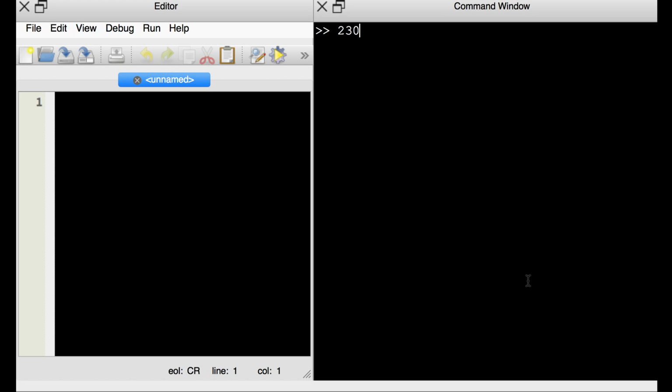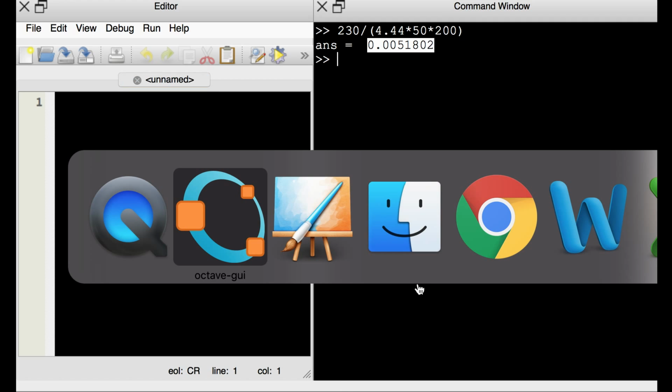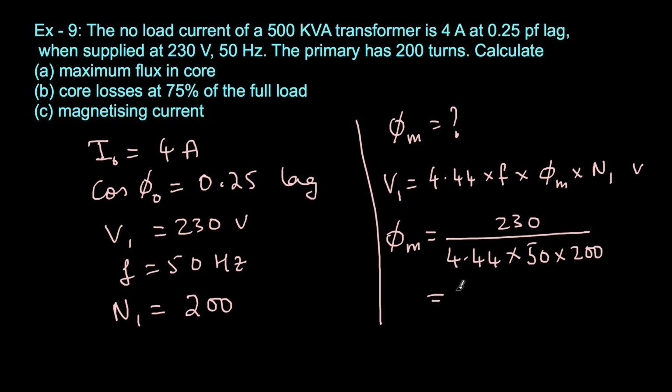So 230 divided by 4.44 multiplied by 50 multiplied by 200. So 0.00518, or I can write it in milliwebers, that is 5.18 milliwebers. Again, should be careful with the units. All engineers should be careful with the units wherever you go. That's it. I have done this.